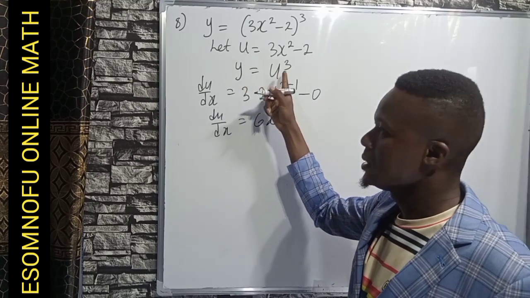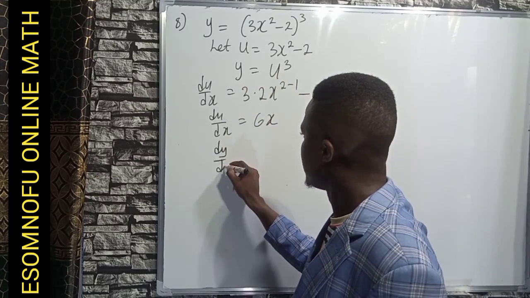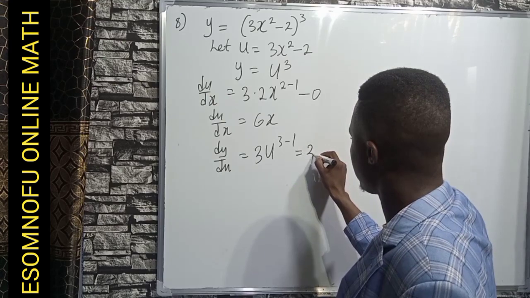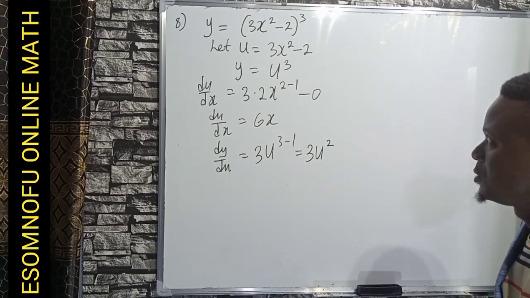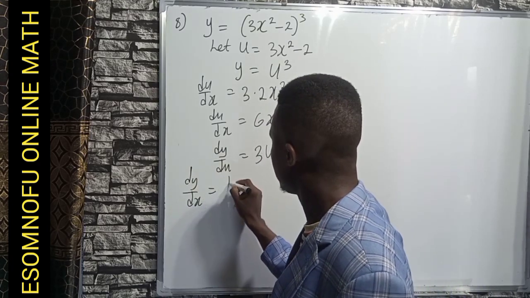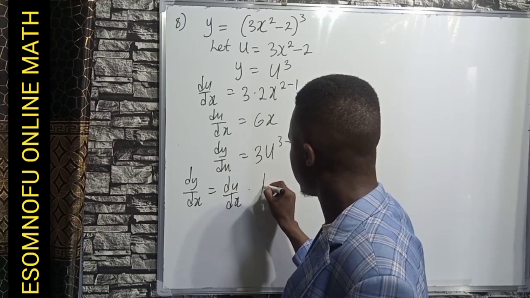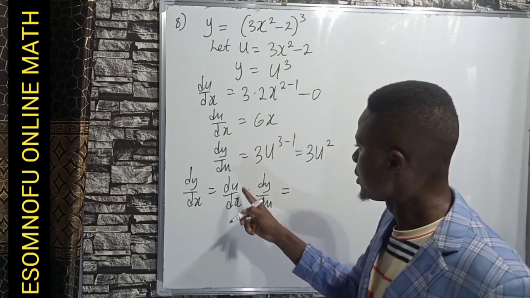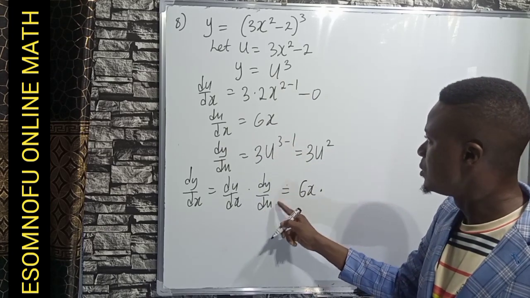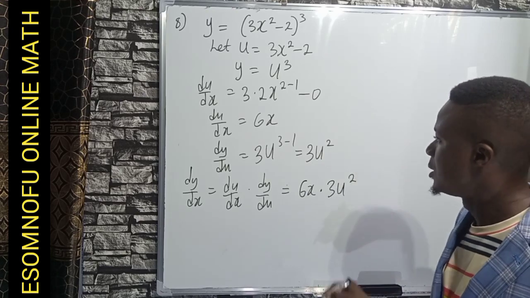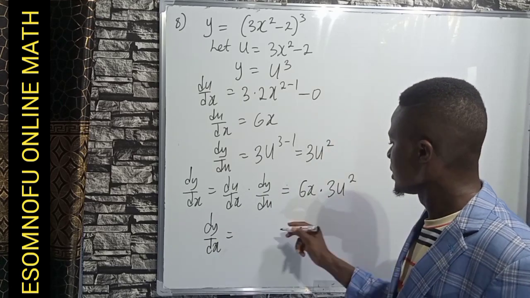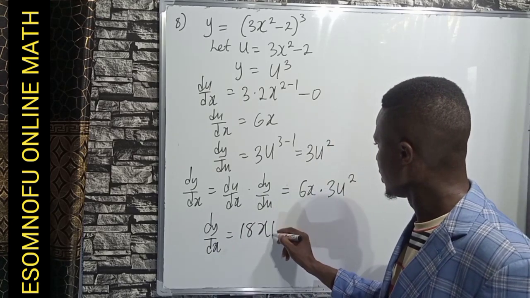Then look for dy over du. dy over du will give you 3 will come, u to the power of 3 minus 1, which is 3u squared. This is dy over du. But from the chain rule, we know that dy over dx is equal to du over dx times dy over du. And what is du over dx? du over dx is 6x, multiplying dy over du. dy over du is 3u squared. So dy over dx is giving us 6x times 3 will give us 18x u squared.